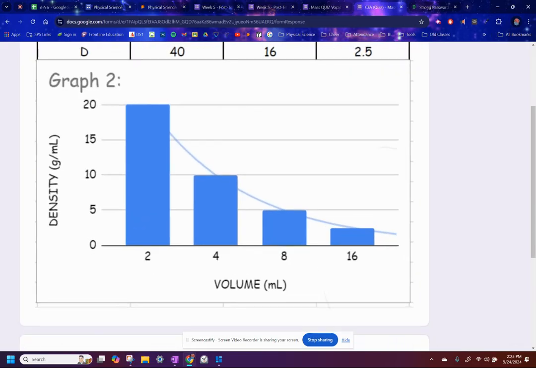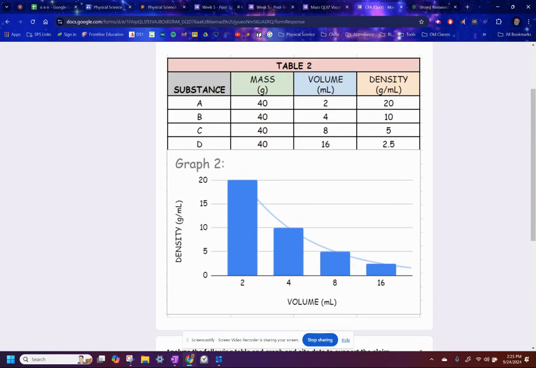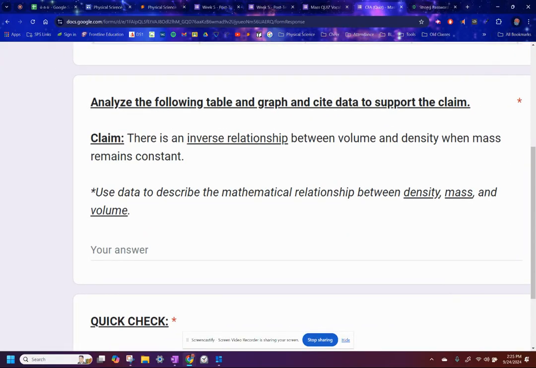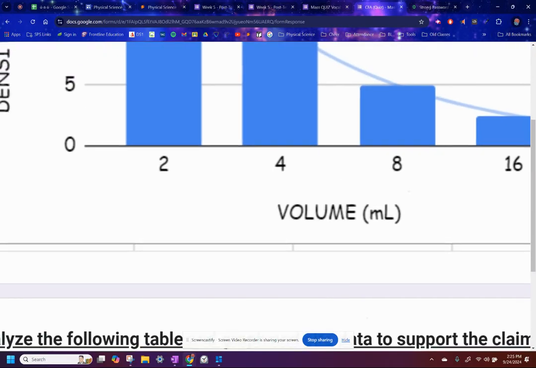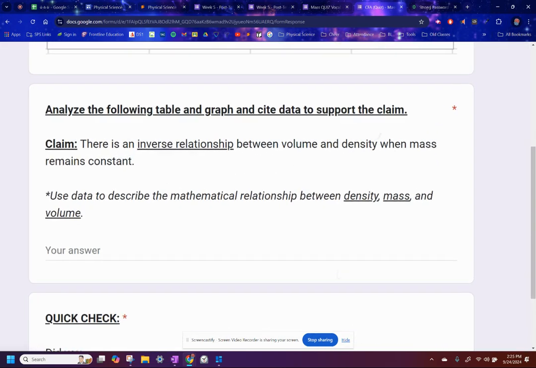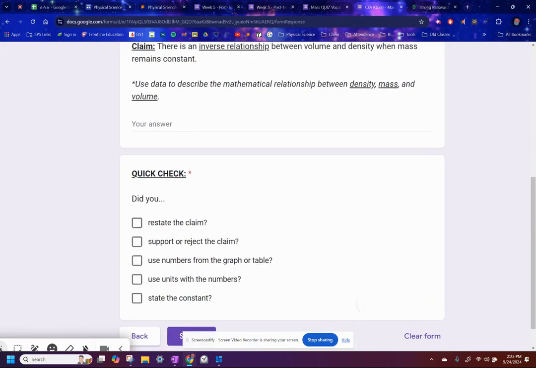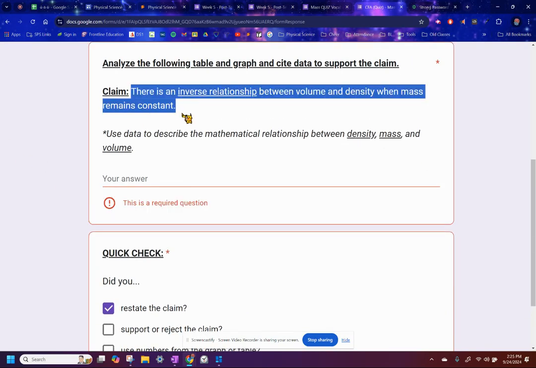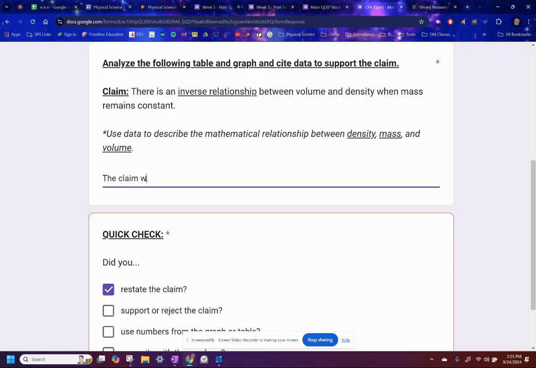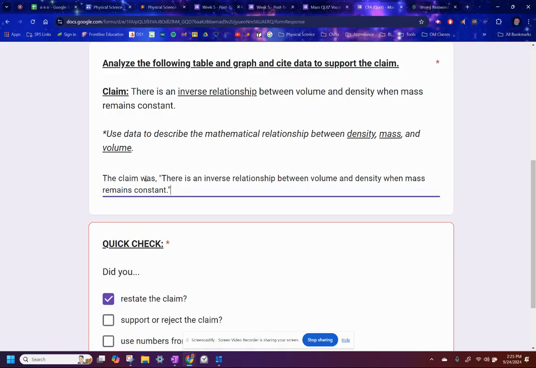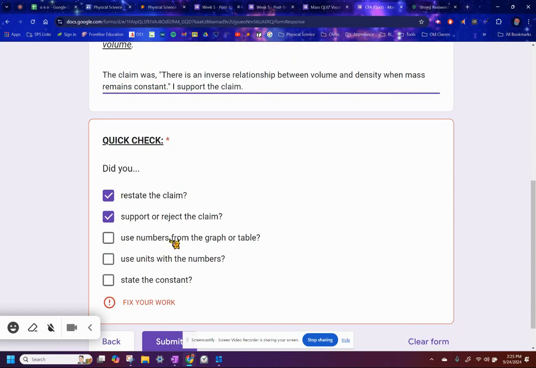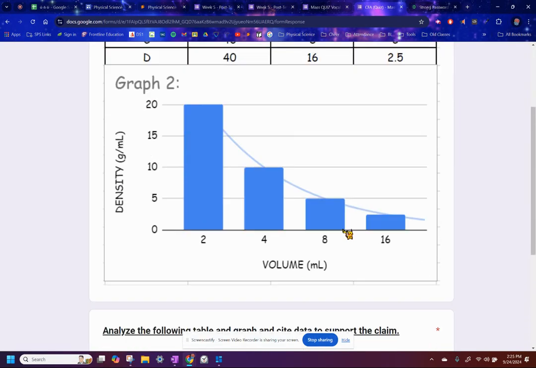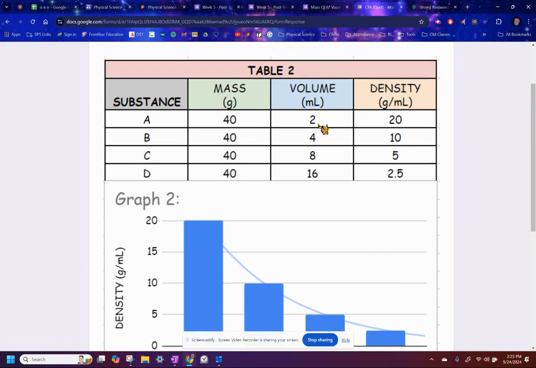All right, this puppy's going down. That's an inverse relationship. So there's an inverse relationship between volume and density. Yep, there is an inverse relationship. So did I restate the claim? Well, let's do that real quick. The claim was, paste. Support or reject the claim? I support the claim. Use numbers from the graph or table. And we're talking about volume and density. So volume 2 and 20.